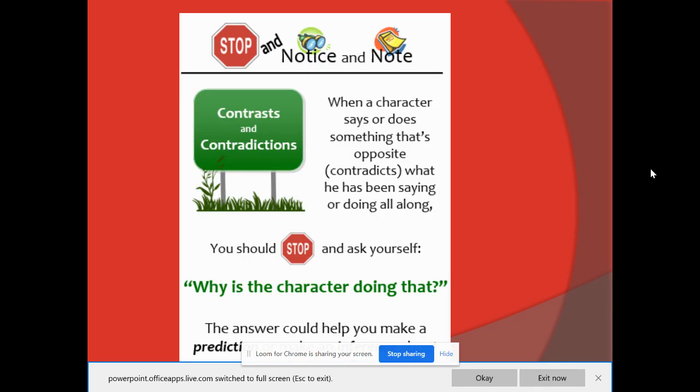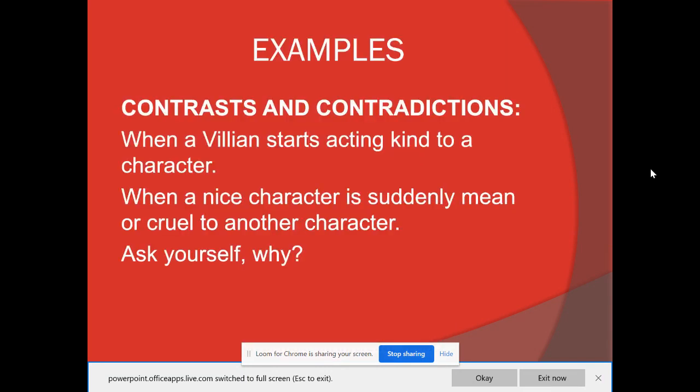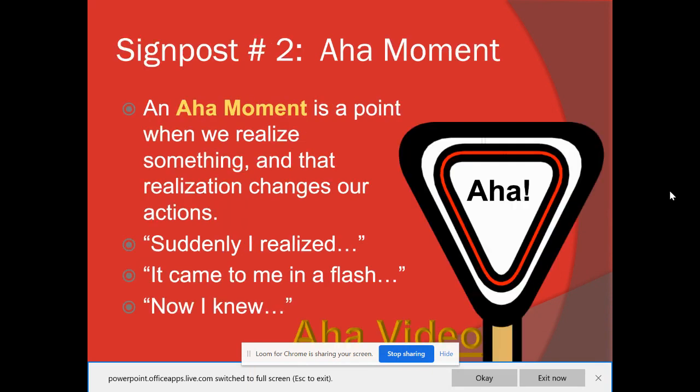That is a little quick fact sheet. And then here are some examples. When a villain starts acting kind to a character, you think, why are they doing that? Okay, maybe to get them on their side or to sway them, or maybe they're not really a villain after all. Okay? When a nice character is suddenly mean or cruel to another character, anytime that this happens, you need to ask yourself, why are they doing this?